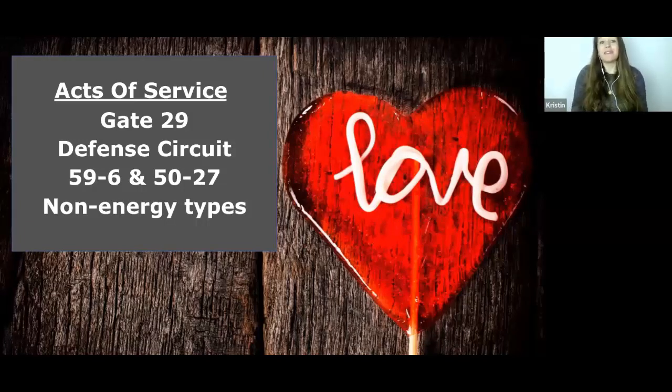Also, the defense circuit. The defense circuit is made up from the channels that run from the spleen to the sacral and from the sacral to the emotional solar plexus. And those gates are the 59-6 and the 50-27. Now the 50-27, it will cook for you. It will clean for you. It will educate you, your children, your tribe. It will nurse you back to health. It will nurse your mindset. The 27-50 loves nurturing you, and that's an act of service for them.